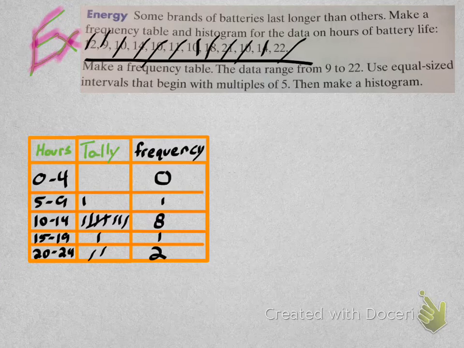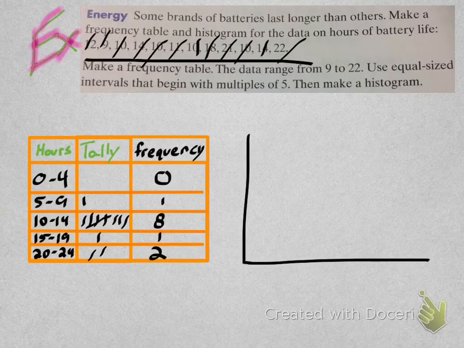Now we're going to present the data on a histogram. So let me draw my histogram. I have an X and Y axis. On the X axis, it's always going to be your time, or what's given you the frequency. It's your independent. And your Y axis is the frequency.